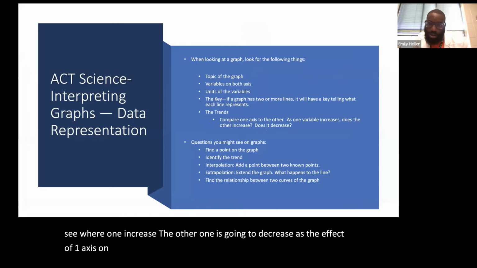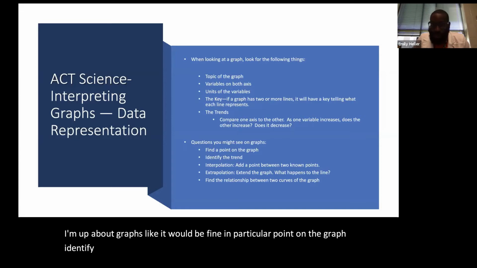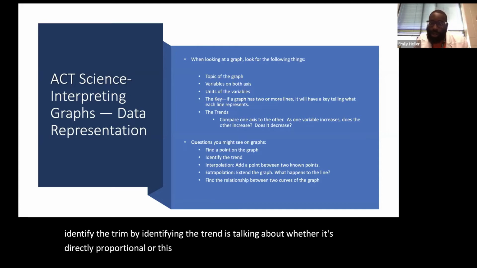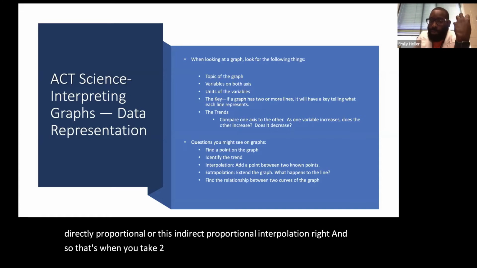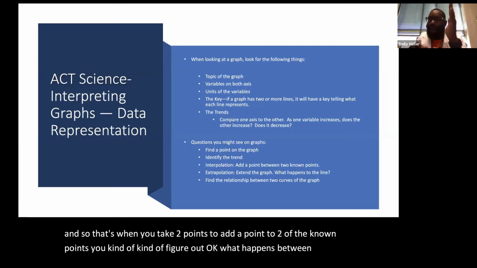All right. Questions that will come up about graphs like this will be to find a particular point on the graph and identify the trend. Remember, identifying the trend means saying whether it's directly proportional or indirectly proportional. Then interpolation, right? That's when you take two known points and add a point between them. You figure out what happens between point A and point B.